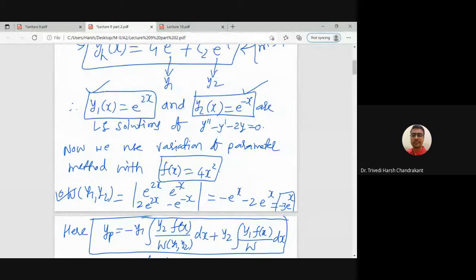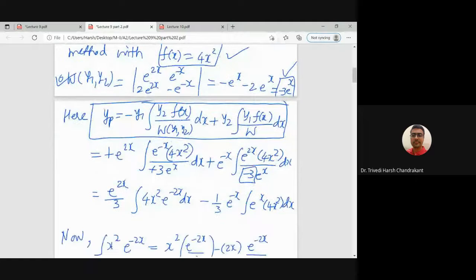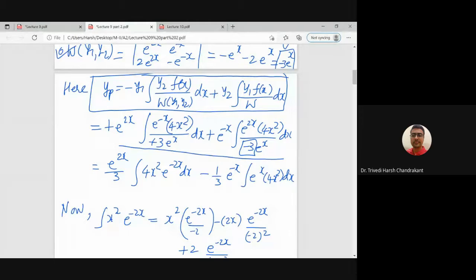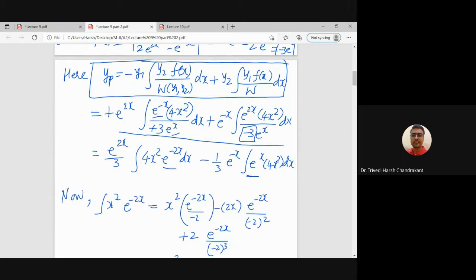So we know y1 is e power 2x, y2 is e power minus x, f(x) is 4x square, Wronskian is minus 3 e power x. So we substitute everything here, and we get this particular equation. Next we have simplified these terms. So e power minus x divided by e power x will become e power minus 2x. Then this part will become e power x. Up to this step we have verified in the previous lecture.